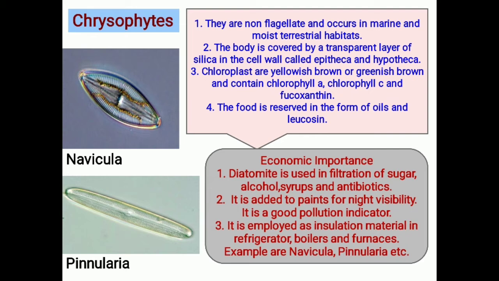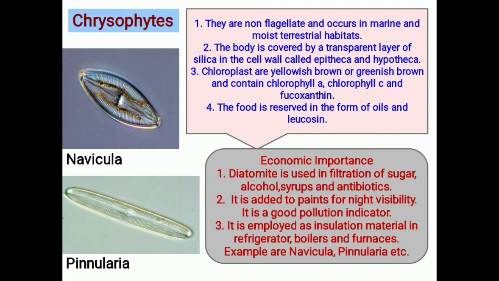Next important point to be kept in mind is the chloroplast. The chloroplast is yellowish brown in color, and it contains the pigments chlorophyll A, chlorophyll C, and fucoxanthin. Chlorophyll A and chlorophyll C are green in color, so that imparts a green color to the cell body. But fucoxanthin is brown in color, and that is why the combination is yellowish brown or greenish brown. Therefore, they look like yellowish brown or greenish brown structures.